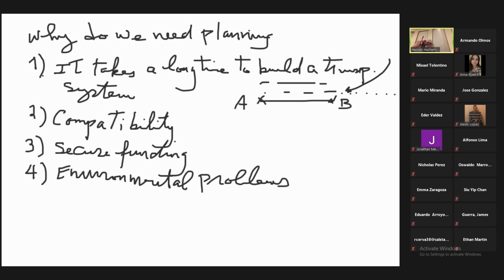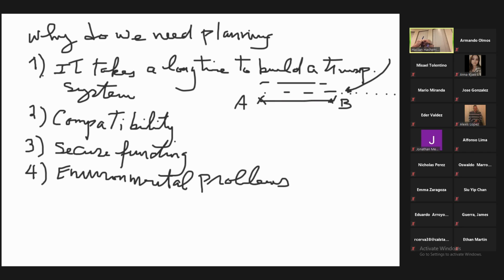Environmentalists will be against it. So if you create too much noise pollution, you got to figure out what to do. Maybe you have to put a wall there, or you have to come up with a solution. So all those environmental problems need to be addressed. So in order to do that, you need a plan. You need to know, because the 2-lane highway noise is different than a 12-lane highway noise.